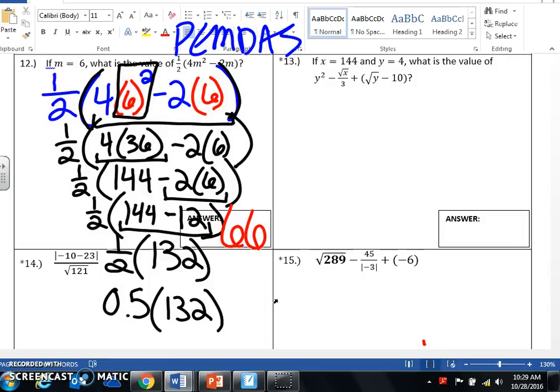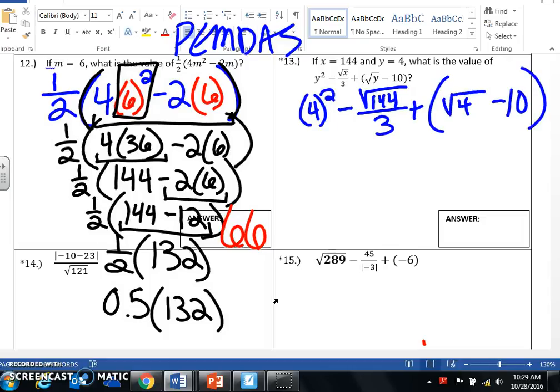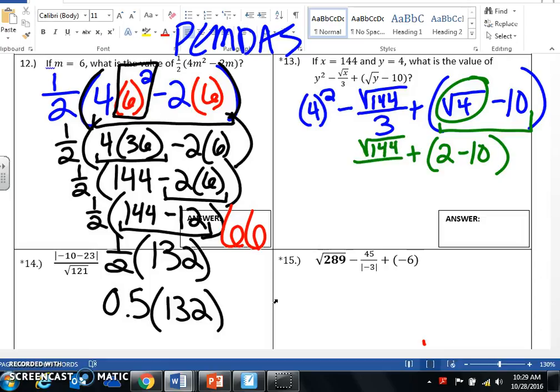All right, let's plug in. So my y is 4 squared minus the square root of 144 over 3 plus the square root of 4 minus 10. Looks like a lot happening. It's really not that bad, y'all. So let's take care of parentheses first. Within parentheses, I need to do the square root. The square root of 4 is 2. Okay, once again, I still have within parentheses. So 2 minus 10 is a negative 8.